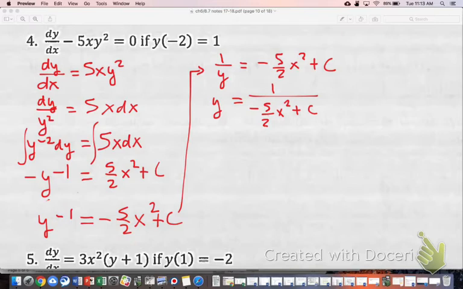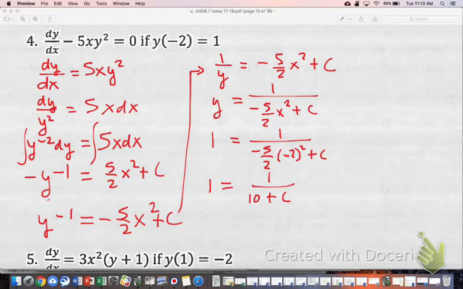Now I'm going to apply my initial condition. So my initial condition was when x is negative 2, y is 1. So 1 equals 1 over negative 5 halves times negative 2 squared plus c. So this is looking a little different, but let's see what happens. So 1 equals 1 over, this would be 10 plus c. I then maybe cross multiply, right? So then I would get, let's see here, 10, or negative 10, sorry, because I squared the negative 2.